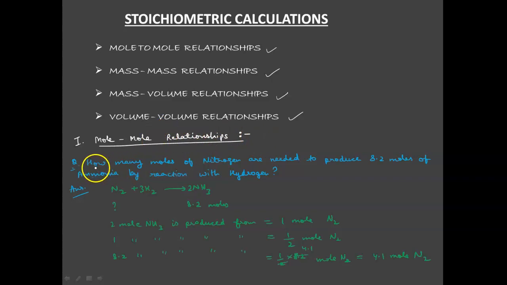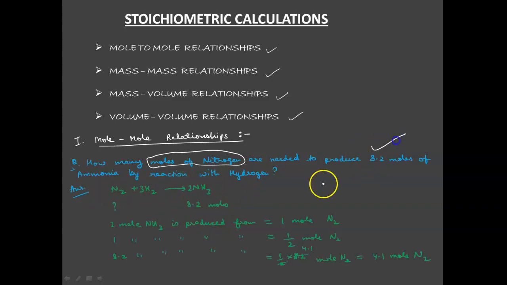Question: how many moles of nitrogen are needed to produce 8.2 moles of ammonia by reaction with hydrogen? So we have to calculate the moles of nitrogen. First of all, we will write the equation. Nitrogen is reacting with hydrogen to form ammonia. This is N2 plus H2 giving NH3. On balancing, 3 and 2, we get the equation.